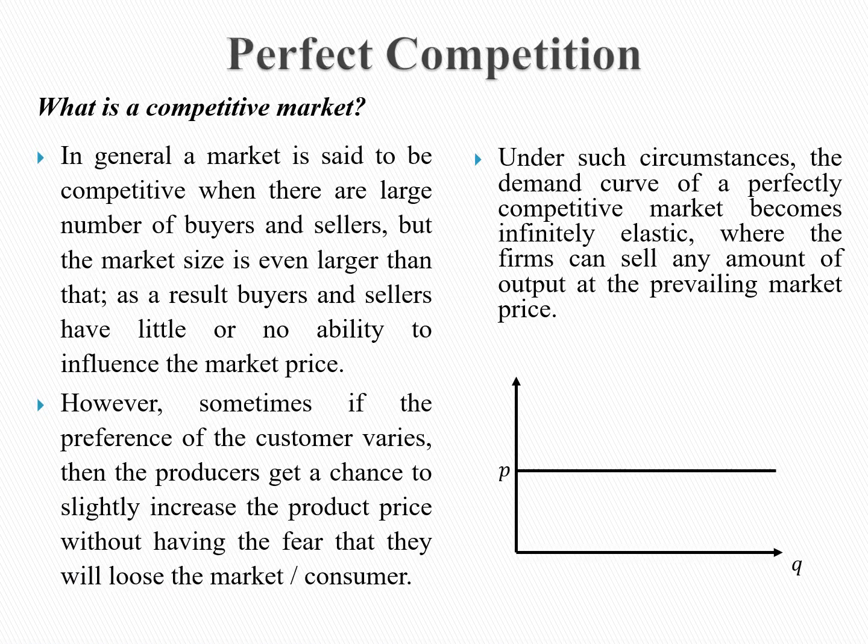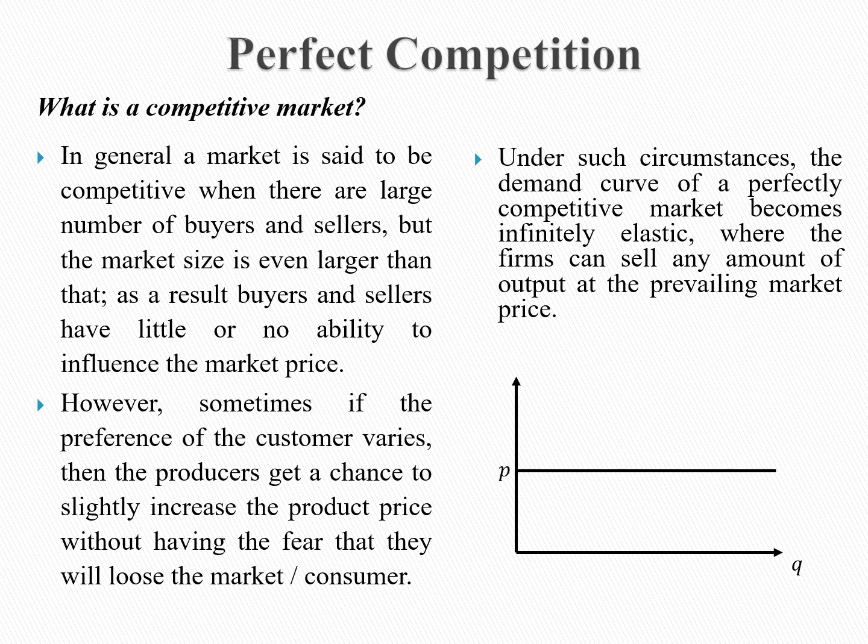Now let's begin. What is a competitive market? In general, a market is said to be competitive when there are a large number of buyers and sellers. But interestingly, the market size is even larger than that. As a result, the buyers and sellers have little or no ability to influence the market price. Under these circumstances, the demand curve of a perfectly competitive market is infinitely elastic.